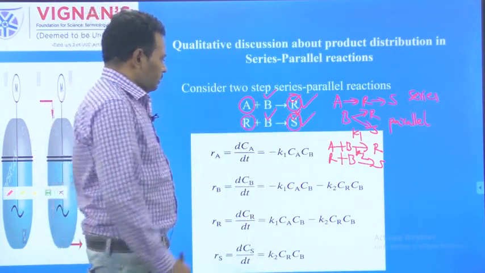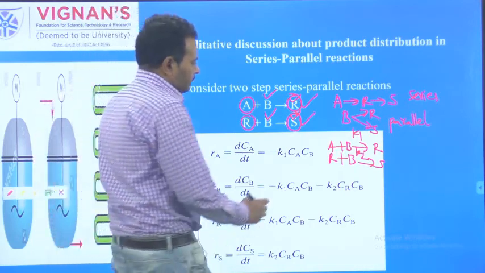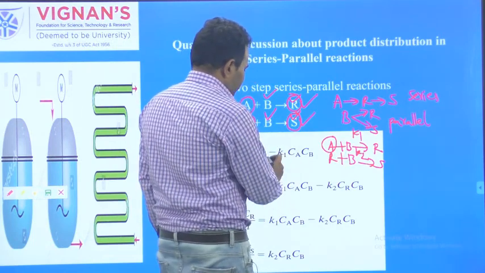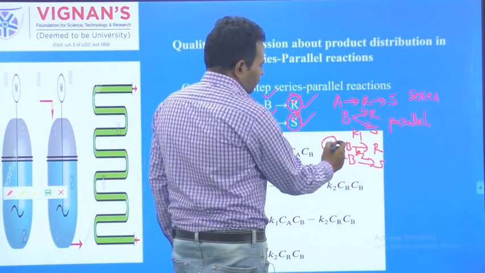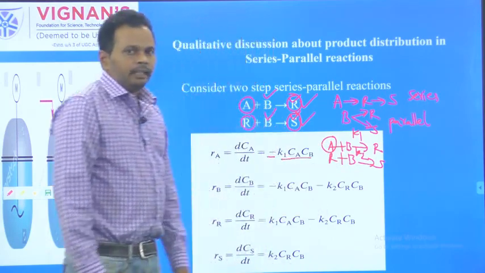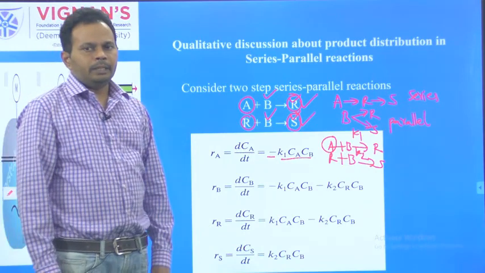First, write the rate of reaction for A. Only A is there in the first reaction on the reactant side, so its rate is negative. So minus the rate constant K1 into the concentration of reactants A and B, Ca into Cb. This is the rate of reaction for A: minus K1 Ca Cb.